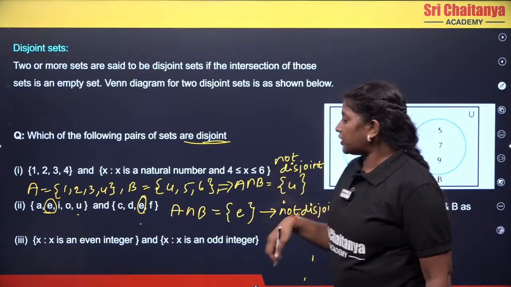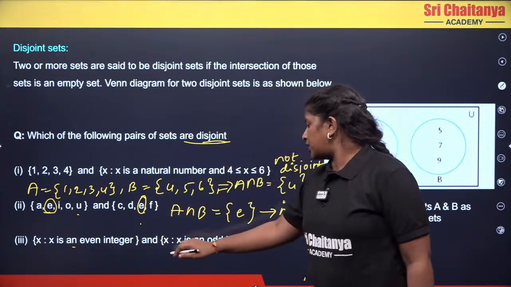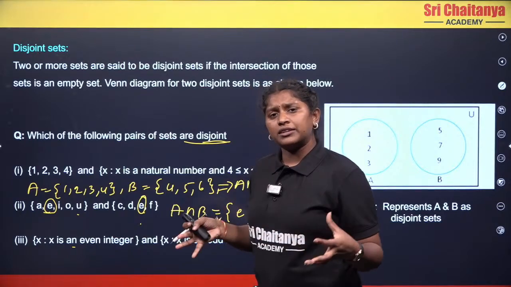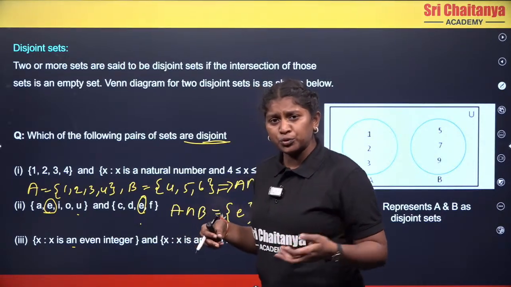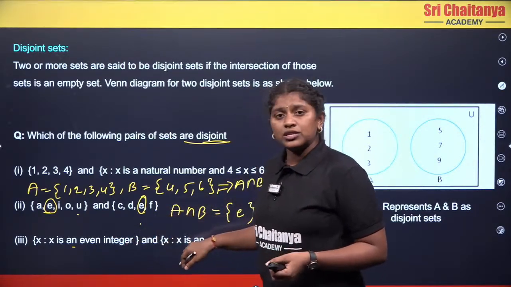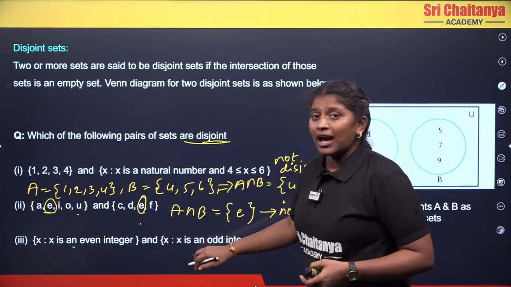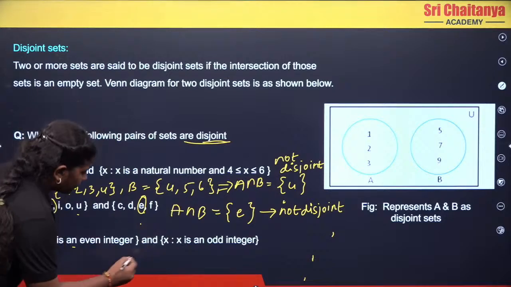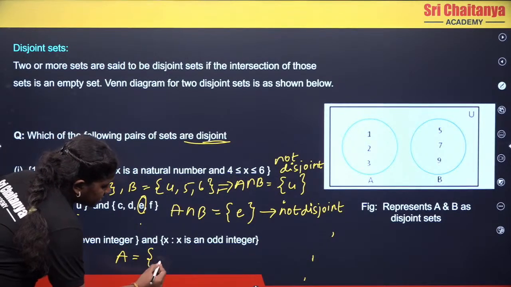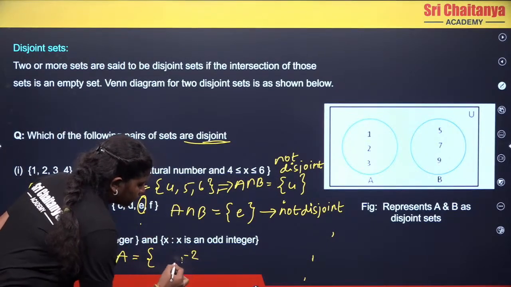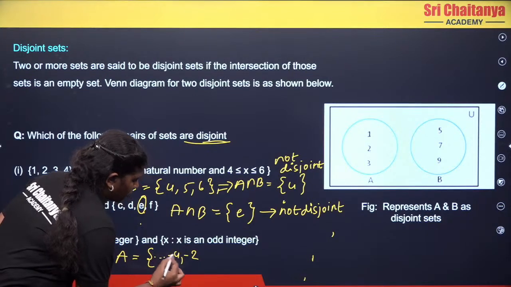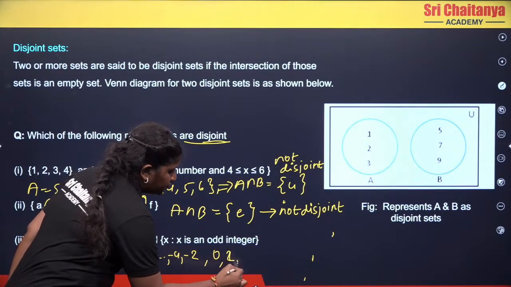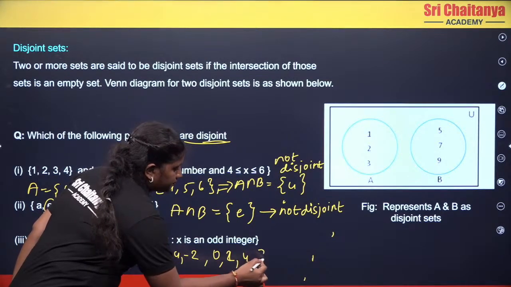Now moving to the next, x is an even integer and x is an odd integer. We know that even numbers and odd numbers are different, because even numbers are the multiples of 2. So these two are not having any common element between them. If you take an example, even integers, we can start from -2, -4 and so on, and here it will be 0, and here it will be 2, 4 and so on.